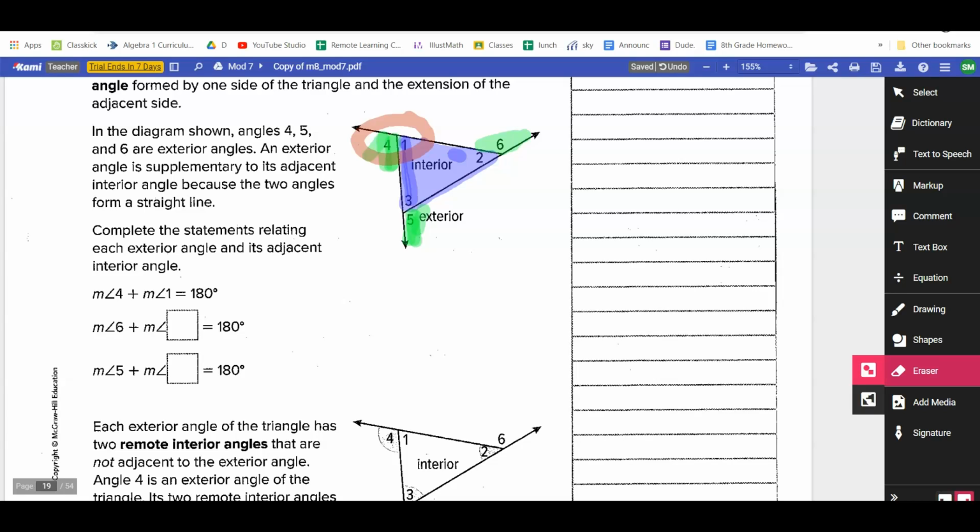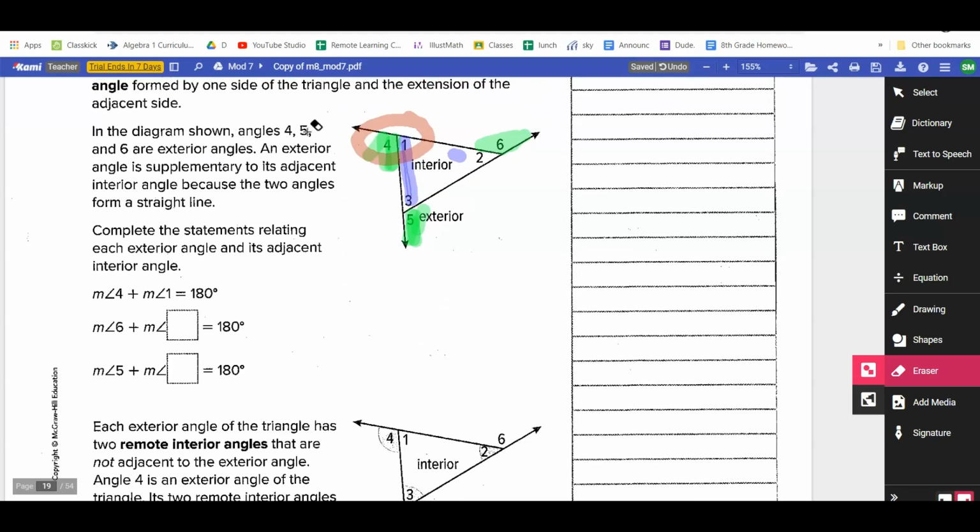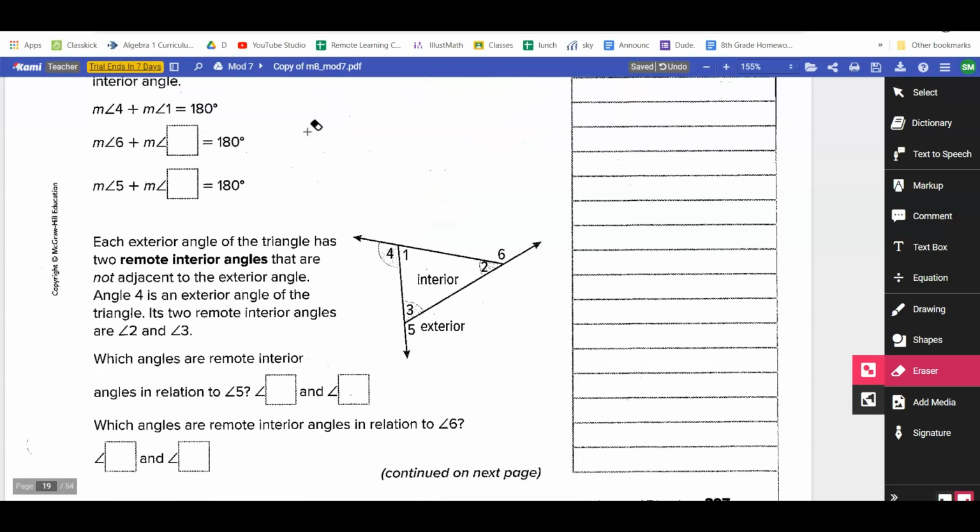If I know that these two add up to 180, 4 plus 1 is 180. I also know that 2 and 6 add up to 180, and 3 and 5 add up to 180. Now, these are considered exterior angles. There's a specific word for some of these, and they're called remote interior angles.